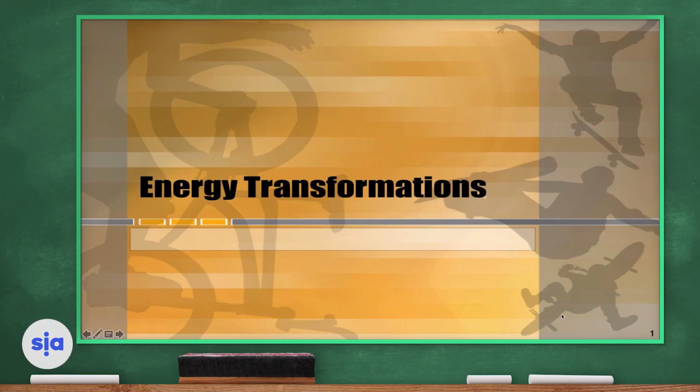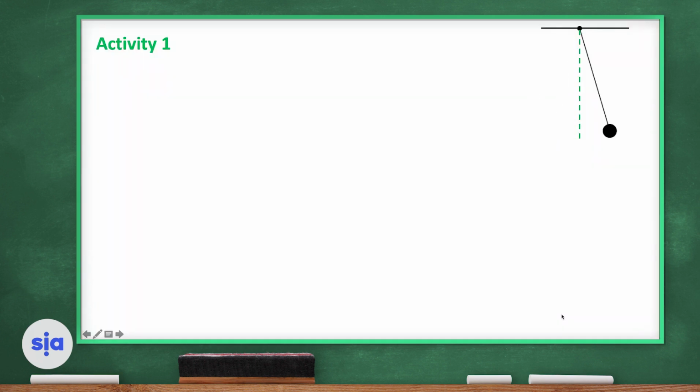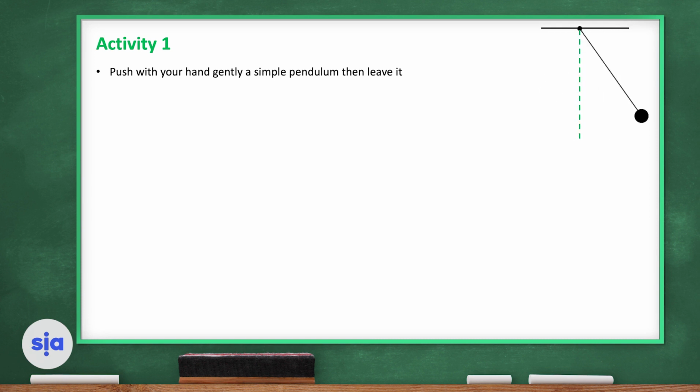Today we are going to discuss energy transformations. This is the first activity. Push with your hand gently a simple pendulum, then leave it. A simple pendulum is a pendulum as the one in the picture with only one ball.